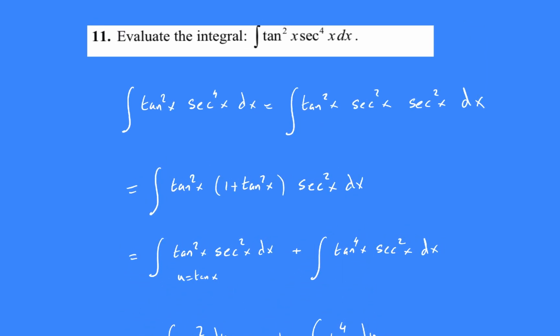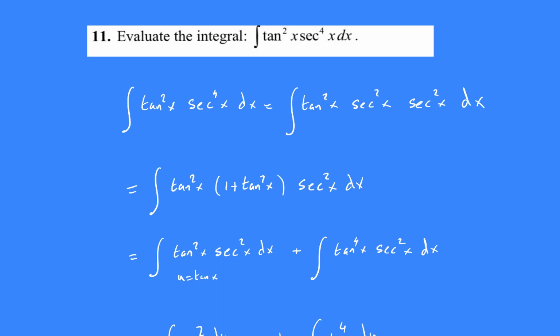Tangent square of x secant 4 of x dx. It looks difficult, but there is a trick. You use a trigonometric identity to solve this integral. So you will write tangent square of x, and instead of secant 4, you will write secant square times secant square. You have not done anything yet. Now you use the fundamental trigonometric identity that says secant square of x is 1 plus tangent square of x, multiplied by secant square of x.